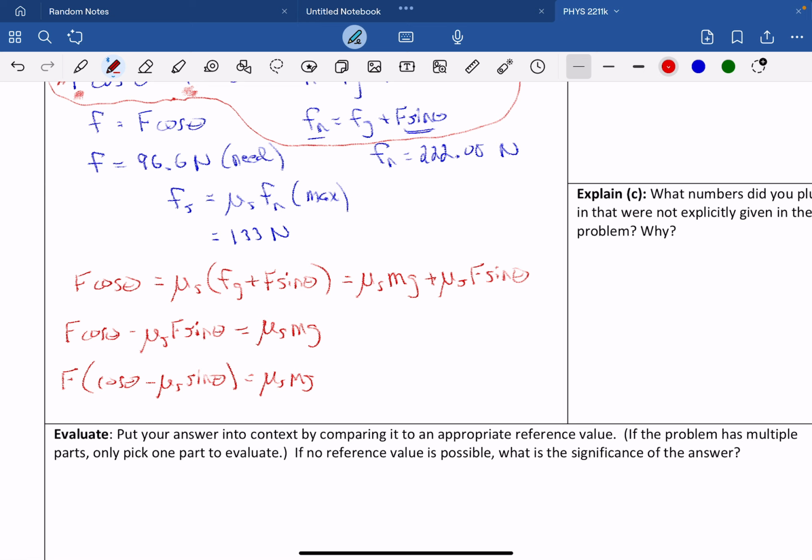Divide both sides by the thing in parentheses, and I get my equation that says the biggest I can push without making it slide is going to be equal to mu s mg divided by cos theta minus mu s sine theta. And when I plug that in, what do I get? I get 122 newtons.